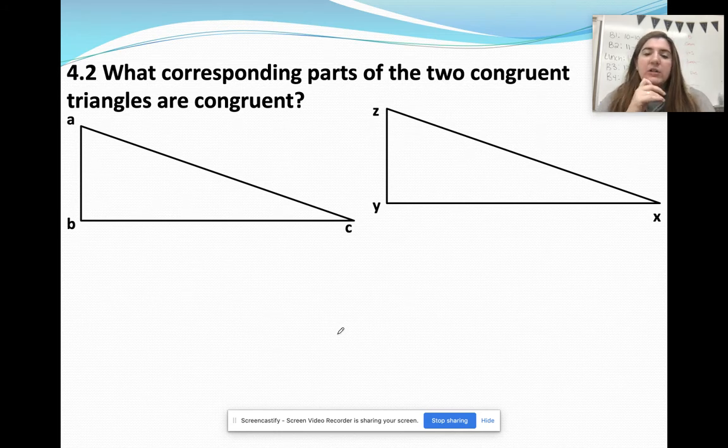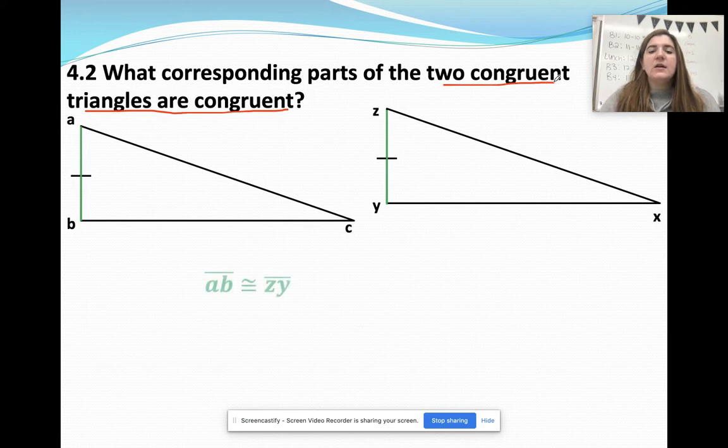So let's talk about corresponding parts of two congruent triangles that are congruent. That's a mouthful, right? What corresponding parts of the two congruent triangles are congruent? Let's take a look here. We have in green line segment AB, and we have line segment ZY. They are going to be considered congruent, so we're going to put a dash there. First of all, we know that these two triangles are congruent. Okay, so we have two congruent triangles. I just wanted to highlight that. So AB, we would say, is congruent to ZY.